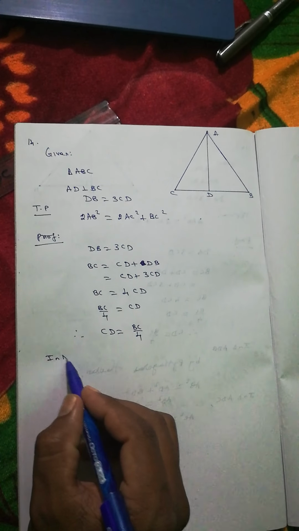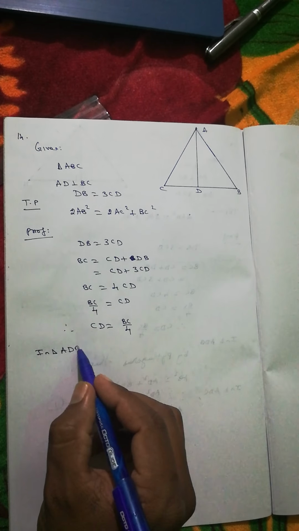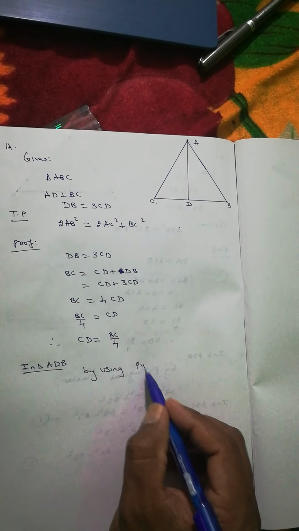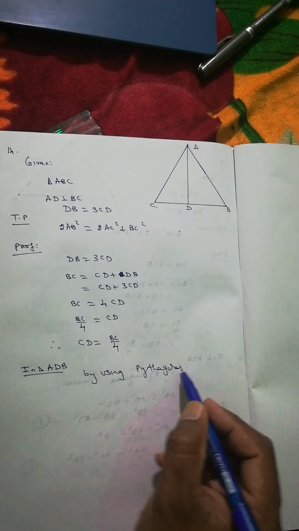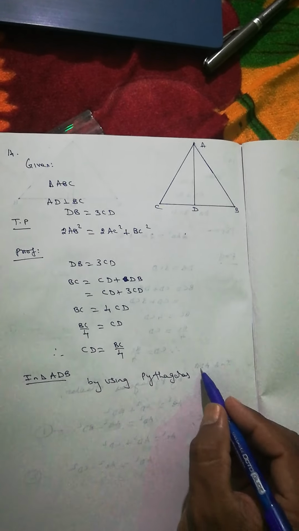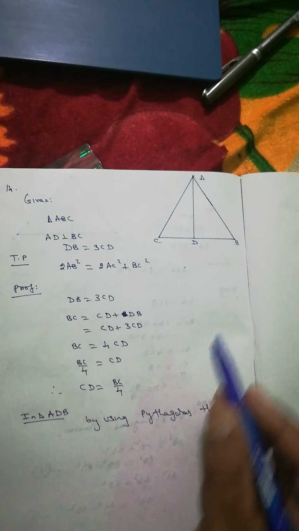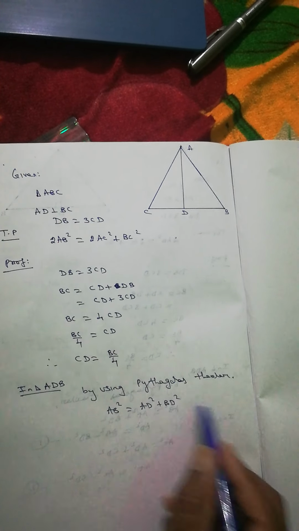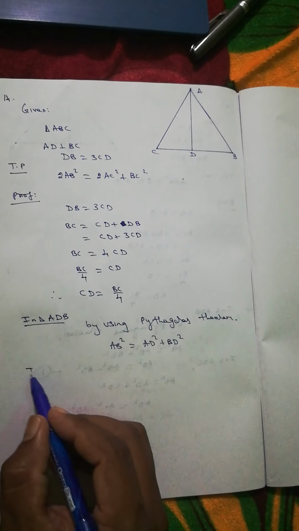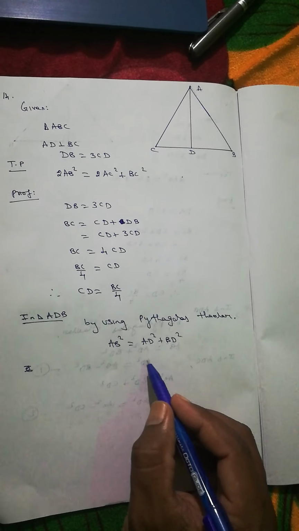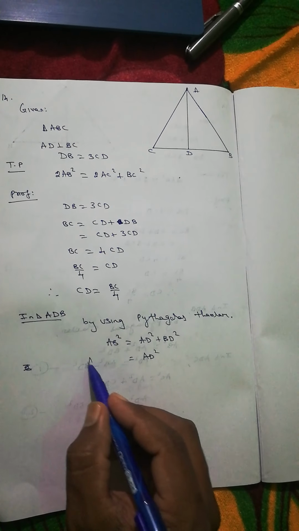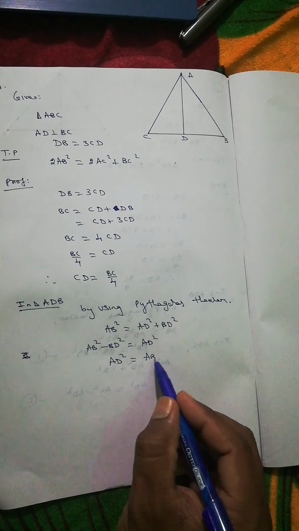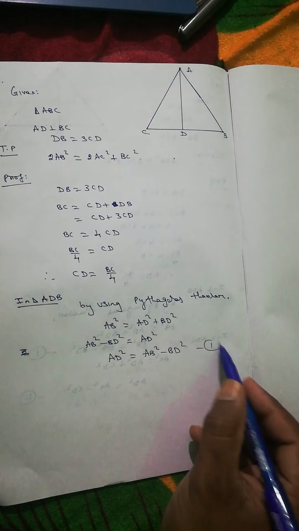Now in triangle ADB, by using Pythagoras theorem, what we can say: AB square equal to AD square plus BD square. Therefore AD square equal to AB square minus BD square. This is the first one.